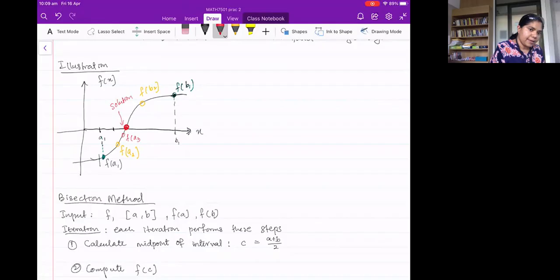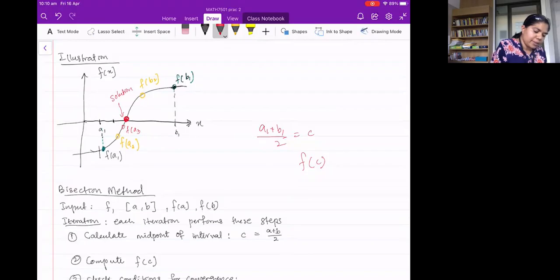For example, that's a hypothetical function. And then when you take a1 plus b1 divided by 2, that gives you a point C. And then you would look at f of c, and see whether f of c is bigger than or equal to 0. If it is bigger than 0, it is closer to f of b.